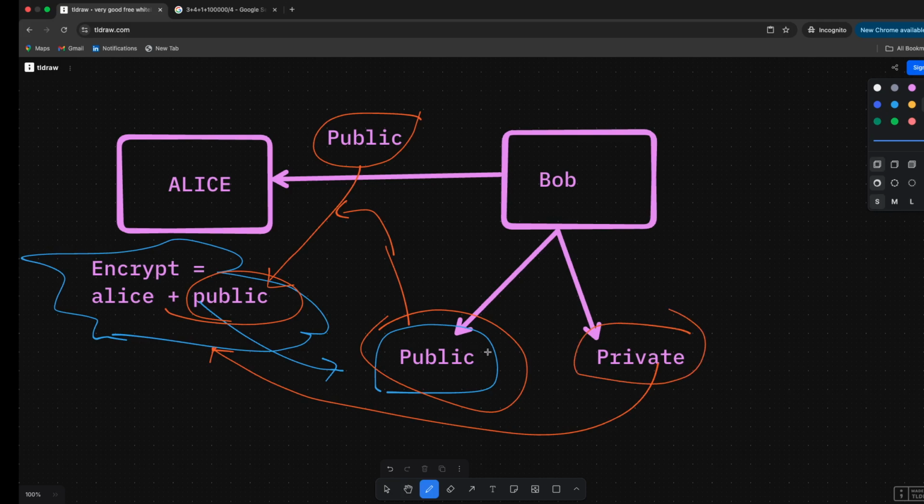Only Bob has both the keys. Alice does not have both the keys, right? Alice only has one key, that is to encrypt. That is given by Bob. This is something called encryption, right? But then the thing is, Bob already has access to this public key.